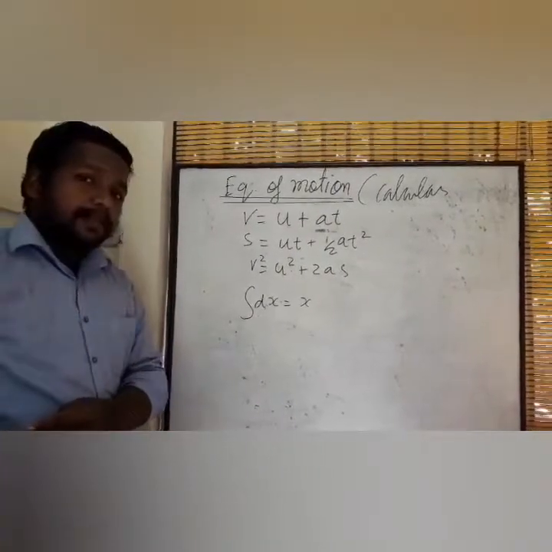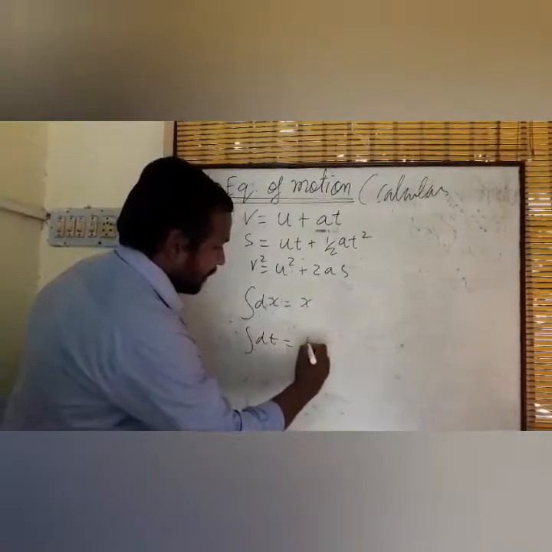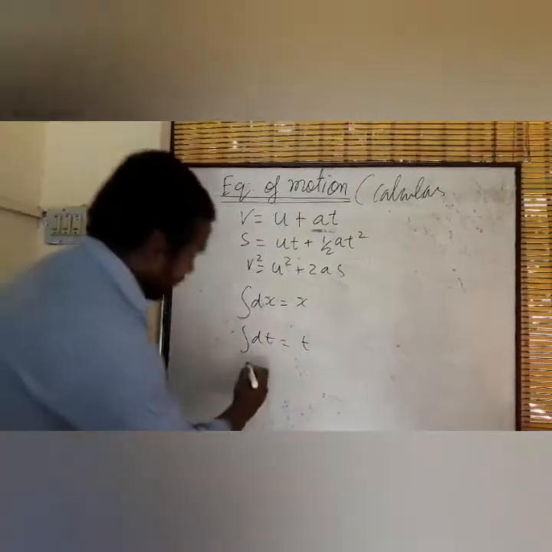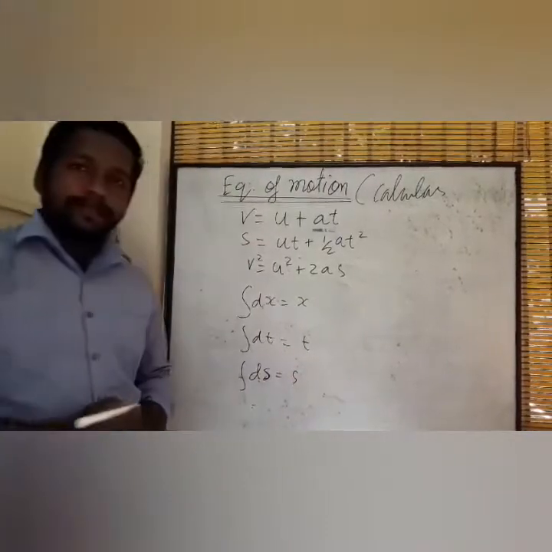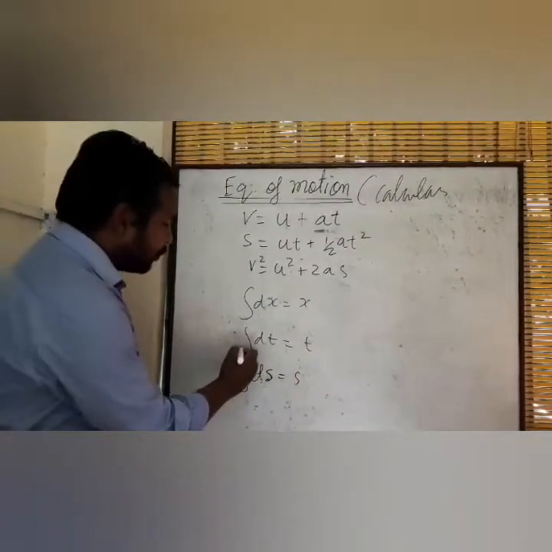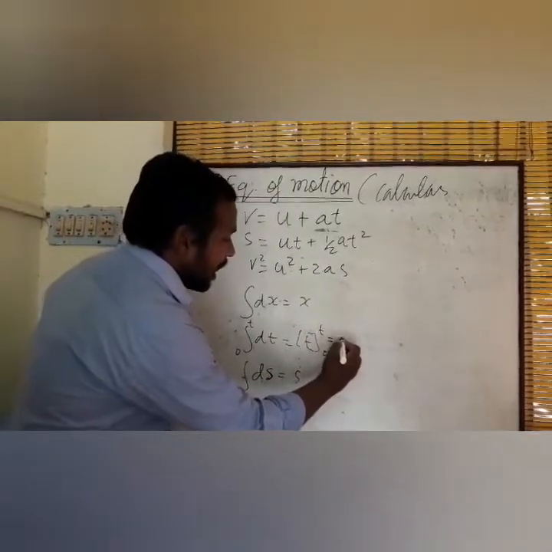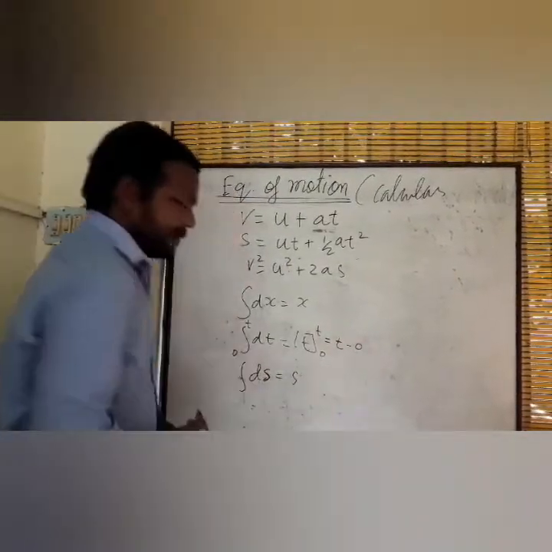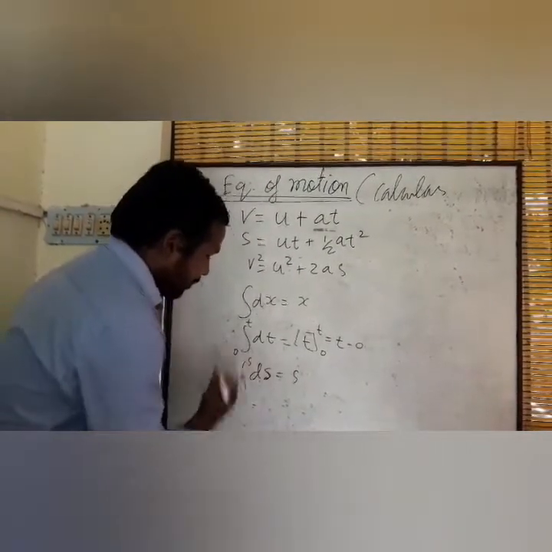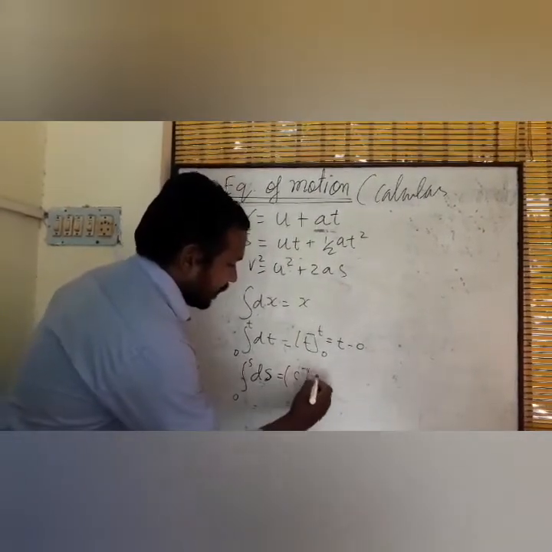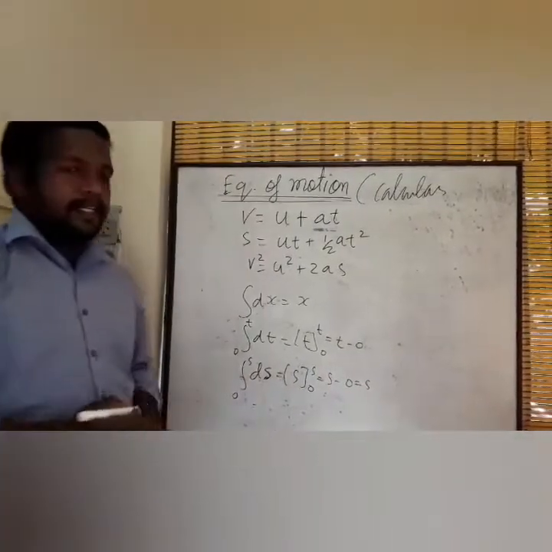Integration of dx will be x. Same thing, integration of dt will be t, and integration of ds will be s. In case the limit is 0 to t, you take the higher limit minus the lower limit. The same way, for displacement 0 to s, it is s minus 0, so the displacement will be s.